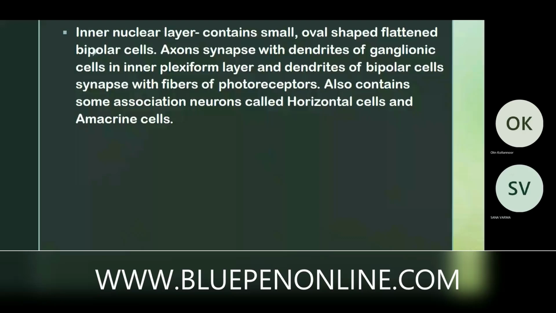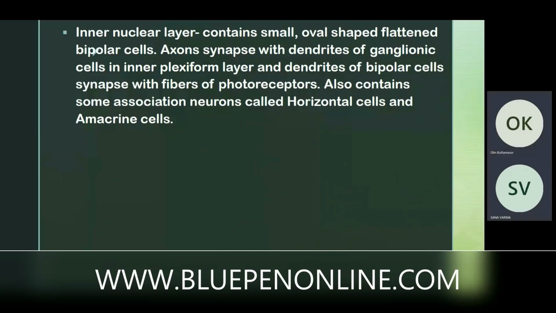Okay. Then next, along with these structures, there are also some association neurons, that is interneurons or association neurons. They help in transferring the information along with the bipolar cells. They are connecting neurons. We can term them in many ways: interneurons, connection neurons, or association neurons. So this inner nuclear layer also contains association neurons called horizontal cells and amacrine cells. They are all association neurons.